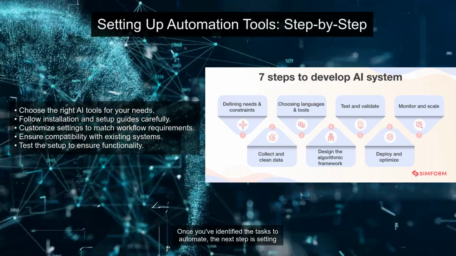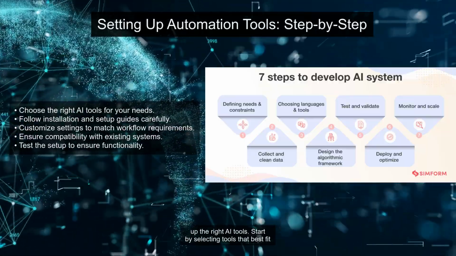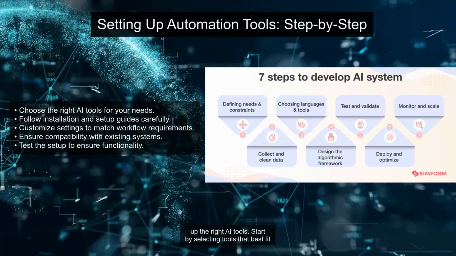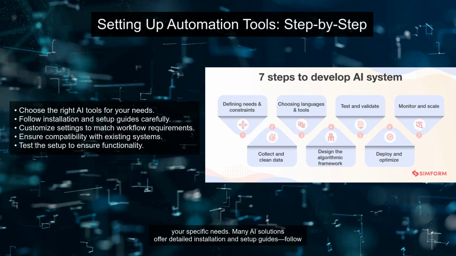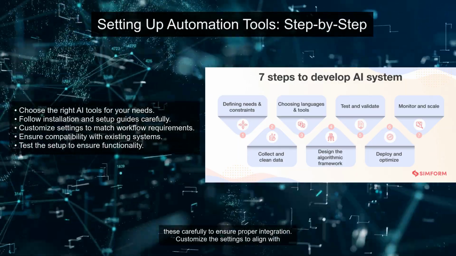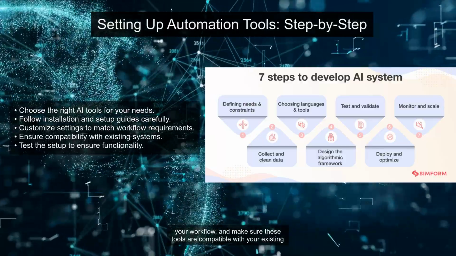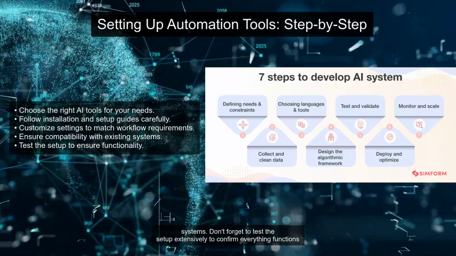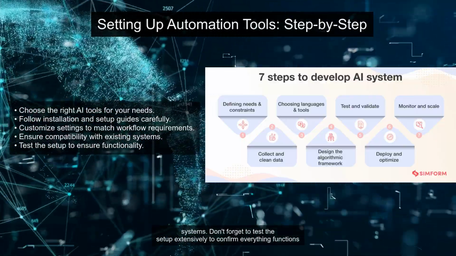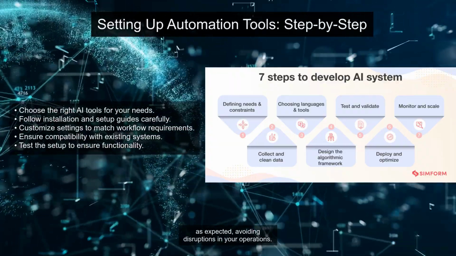Once you've identified the tasks to automate, the next step is setting up the right AI tools. Start by selecting tools that best fit your specific needs. Many AI solutions offer detailed installation and setup guides. Follow these carefully to ensure proper integration. Customize the settings to align with your workflow, and make sure these tools are compatible with your existing systems. Don't forget to test the setup extensively to confirm everything functions as expected, avoiding disruptions in your operations.